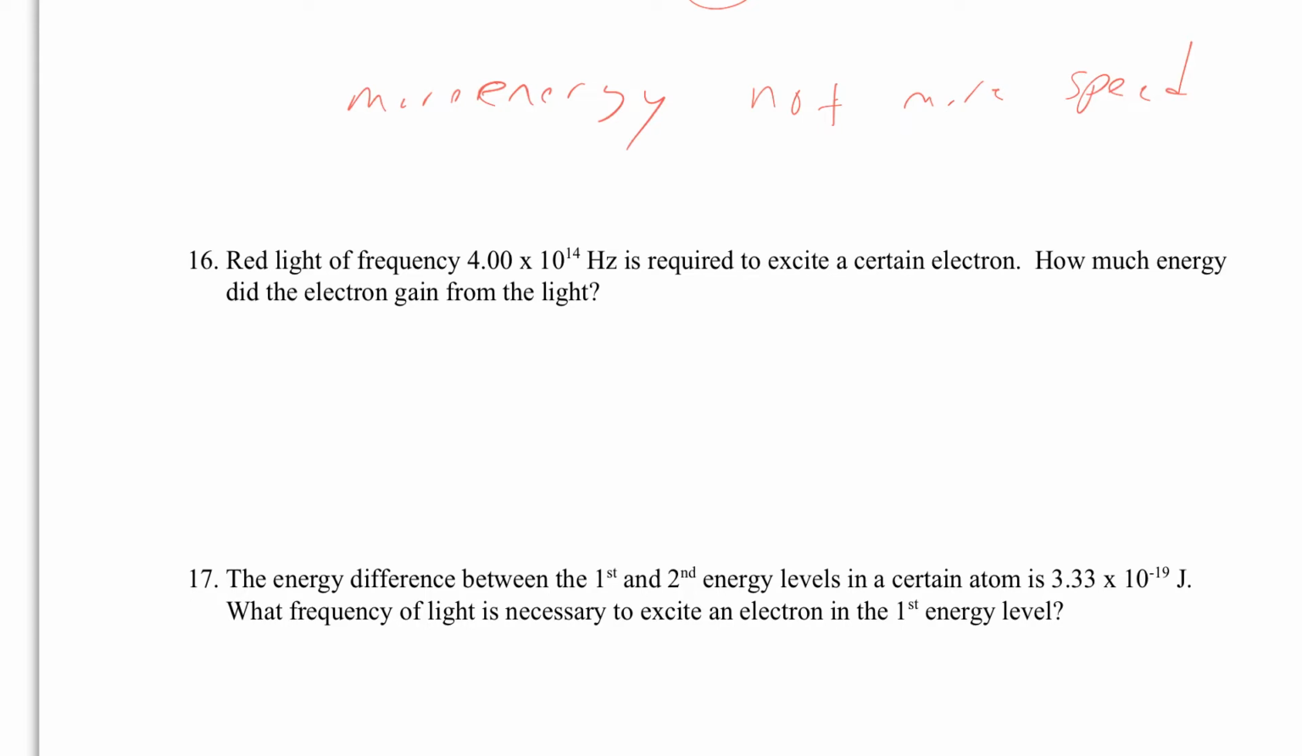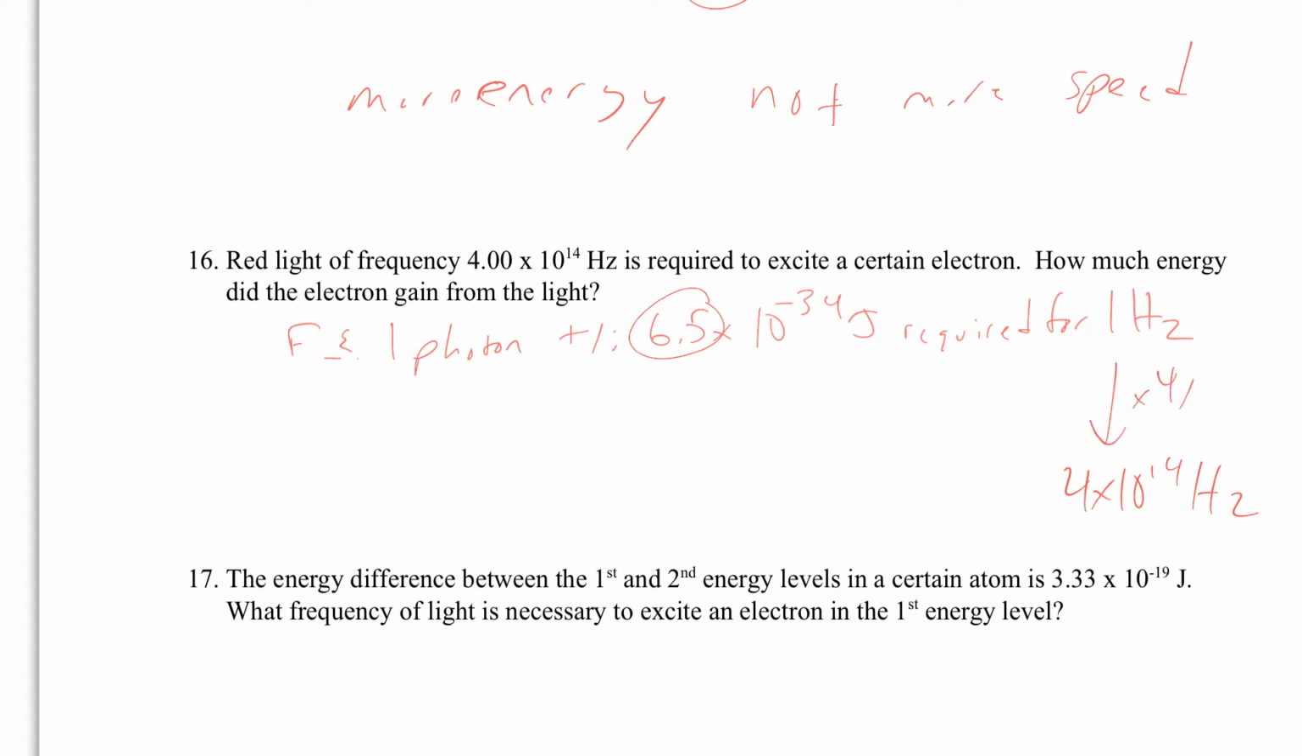For red light is a frequency of 4 times 10 to the 14th. How much energy does the electron gain from the light? Well, we know that for every 1 photon, there is 6.5 times 10 to the negative 34th joules required for 1 hertz. And I just shortened this to 6.5 and 6.63 on the other page. So we have 4 times 10 to the 14th hertz. So to get from here to here, we're multiplying by 4 times 10 to the 14th.